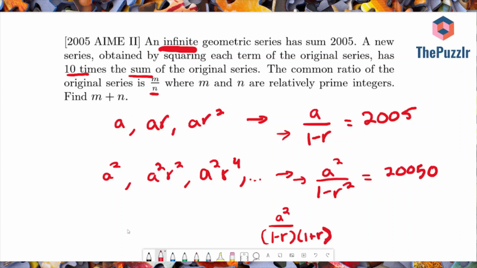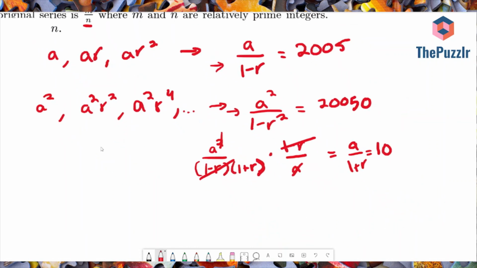So this is equal to, and we're dividing this by a over 1 minus r, which is the same thing as multiplying by 1 minus r over a. And this a cancels out, 1 minus r cancels out with 1 minus r. And we're left with a over 1 plus r is equal to 20,050 over 2005, or 10, since we know that it's just 10 times the original sum. Okay, now we have two equations, two variables. Maybe we can just solve it that way.